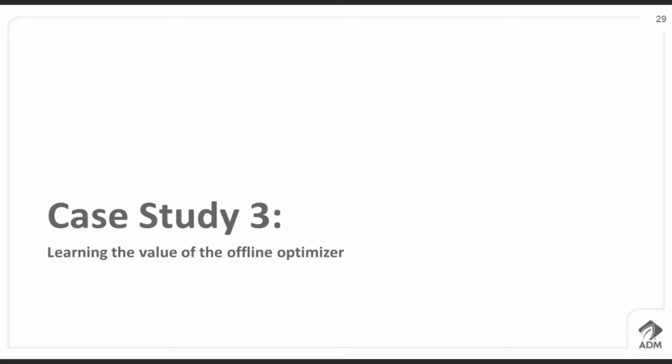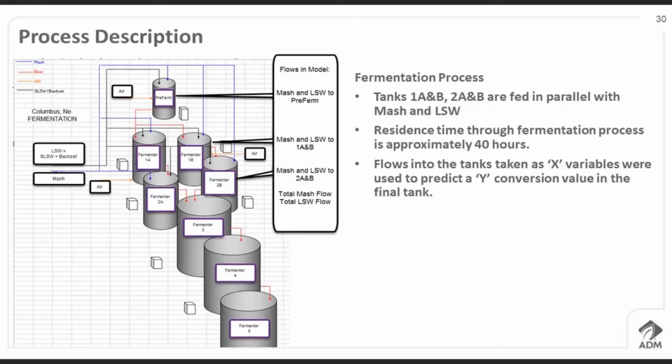This study will be about learning the value of the offline optimizer, something we really didn't initially consider when using this software. But as we started to take a deeper dive into it, we saw this feature and thought that it sounded appealing to use. So we tried it on one of our ethanol fermentation processes.